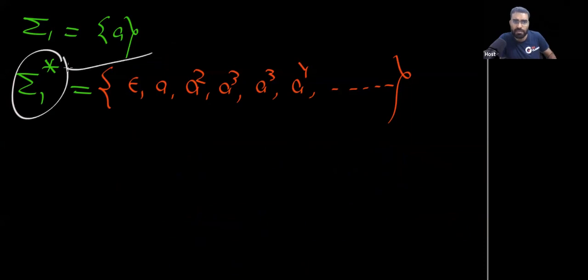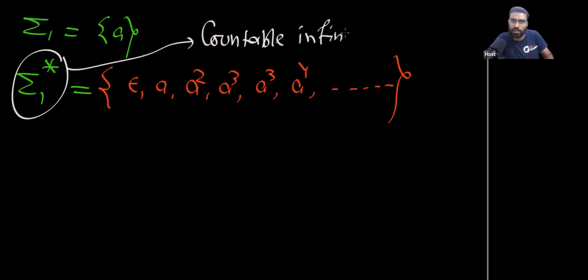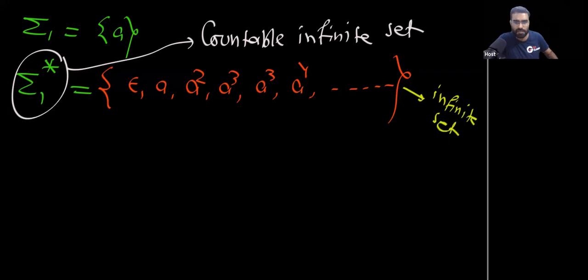Is this infinite? Tell me. This is a countably infinite set, right? Yes or no? This is a countably infinite set, because this is an infinite set. This is an infinite language. Now tell me, what does Cantor say?